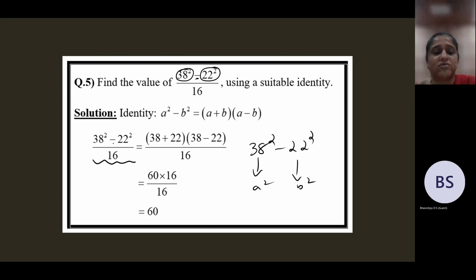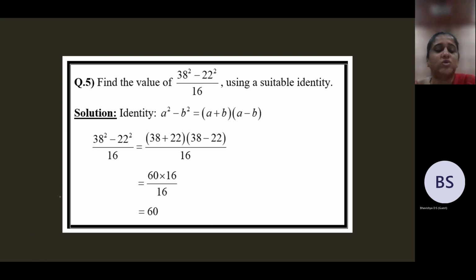So this is the given expression. The numerator is like a square minus b square. So we write it as a plus b, 38 plus 22 into 38 minus 22, because a is 38 and b is 22. If you see something like a square minus b square, then you should write it as a plus b into a minus b. Now 38 plus 22 is 60 and 38 minus 22 is 16. 16 and 16 will cancel out and the answer is 60.